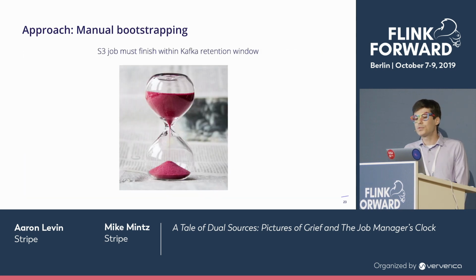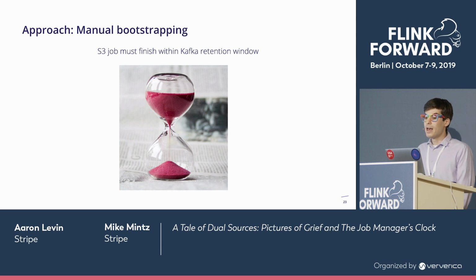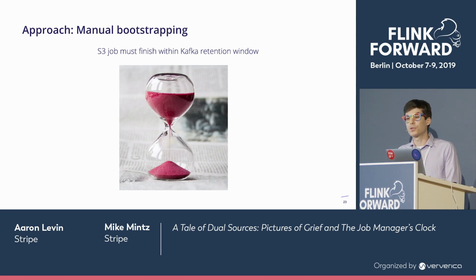An even bigger issue for manual bootstrapping is that the first job must finish reading data from S3 before the subsequent data on the Kafka topic expires. If our Kafka topic is configured for 3 days of retention, and the first Flink job takes 1 week to get through the historical data in S3, we'll have a gap of 4 days when we cut over to our second Flink job that reads from Kafka.